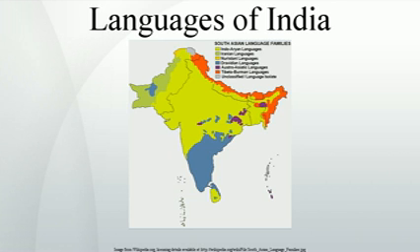Languages of India. The languages of India belong to several language families, the major ones being the Indo-Aryan languages spoken by 73% of Indians and the Dravidian languages spoken by 24% of Indians. Other languages spoken in India belong to the Austroasiatic, Tibeto-Burman, and a few minor language families and isolates.